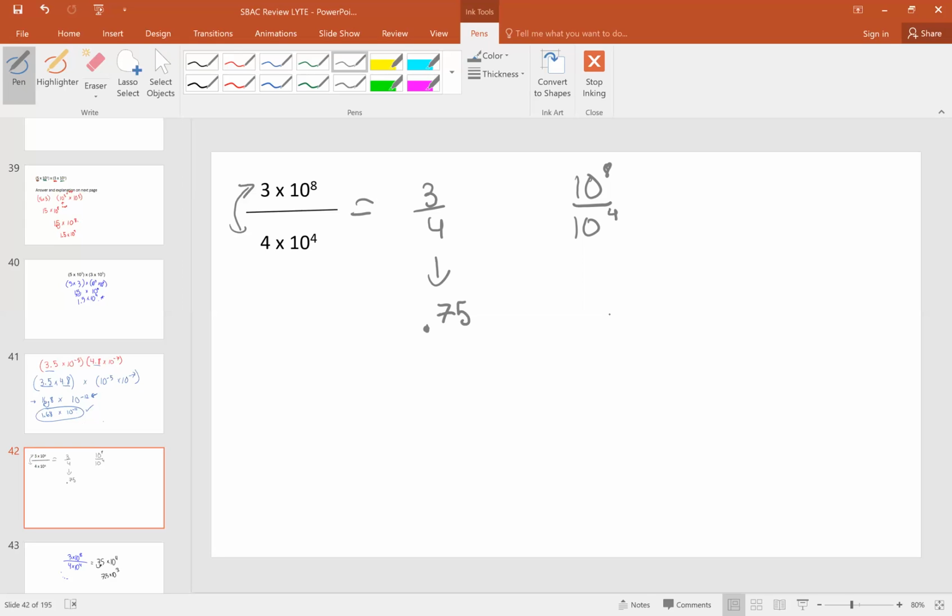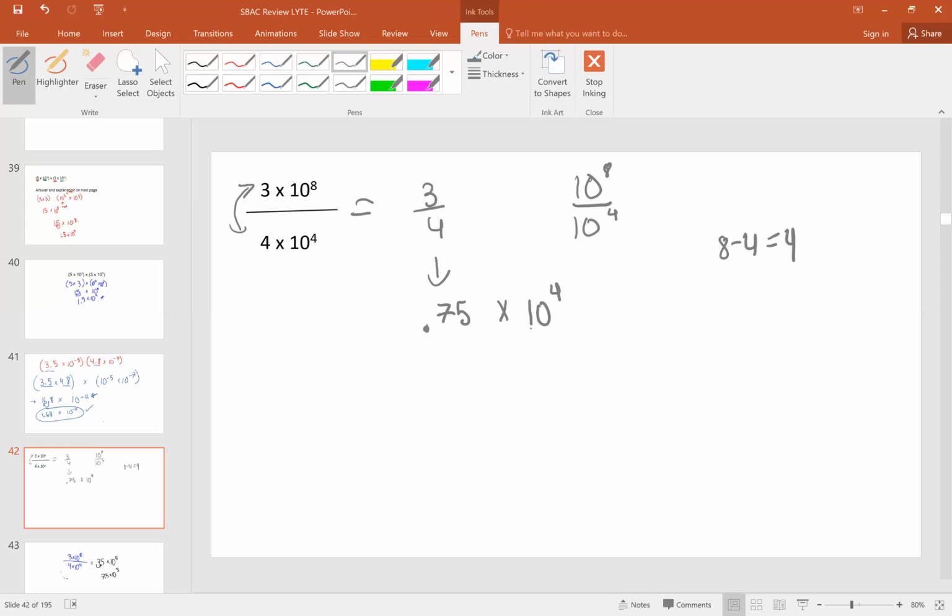And then division of exponents is, if multiplication of exponents was add the exponent, what is going to be division of exponents? You said subtract, you are correct. That would be times 10 to the 4th power. 8 minus 4 equals 4. All right, 0.75 times 10 to the 4th.